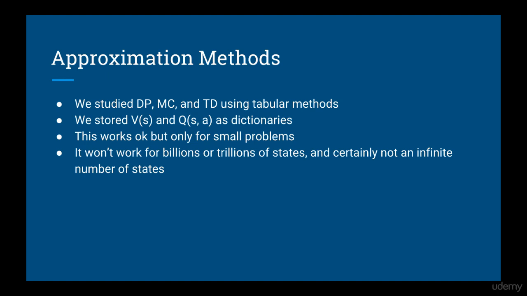In this lecture, we are going to review approximation methods. We studied dynamic programming, Monte Carlo, and temporal difference learning in the context of tabular methods. In other words, we treated V and Q like a dictionary indexed by state and action. This works fine, but only for the smallest of problems. It's not going to work for games with billions or trillions of states, and it certainly won't work for games with an infinite number of states. This is where approximation methods enter the picture.